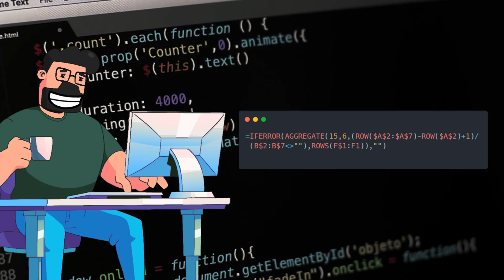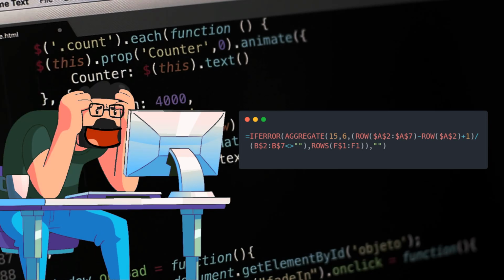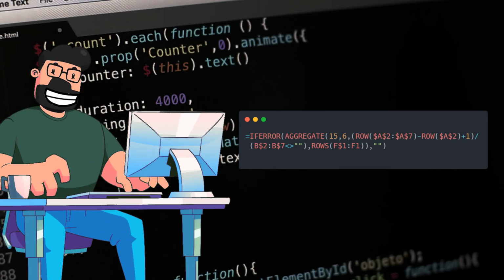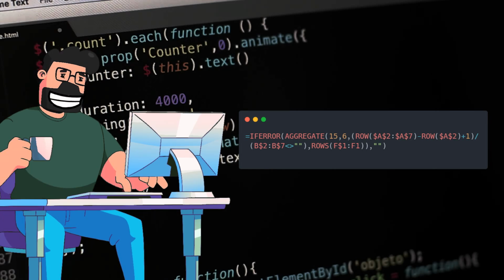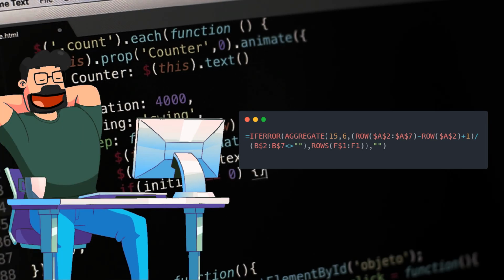One way to tackle this is by using a specific formula. The formula in question involves the use of IFERROR, AGGREGATE, ROW, and some logical functions. This formula helps to dynamically populate the cells in columns F-H based on the values in columns B-D. It's like magic, but it's actually just Excel at its finest.